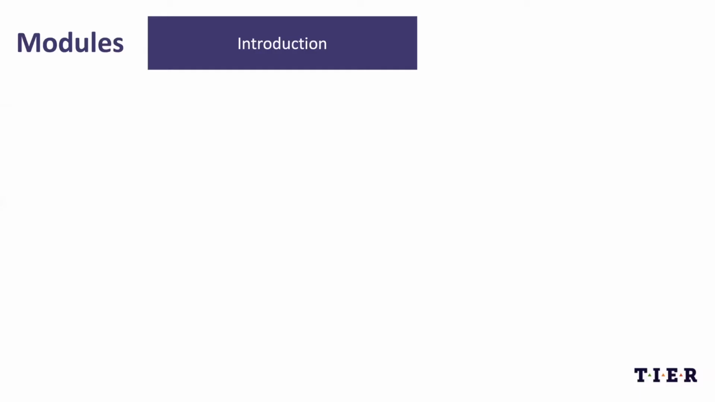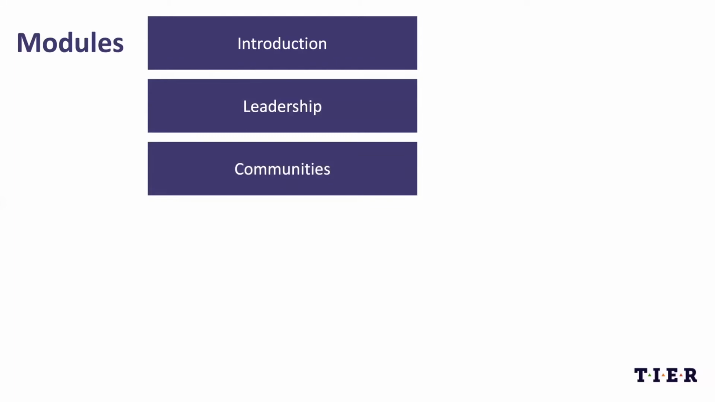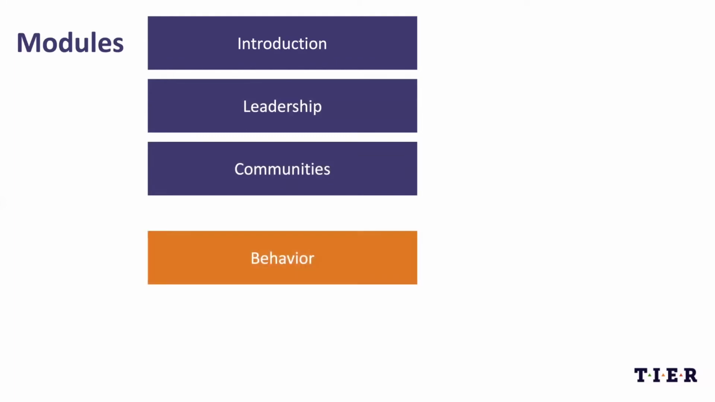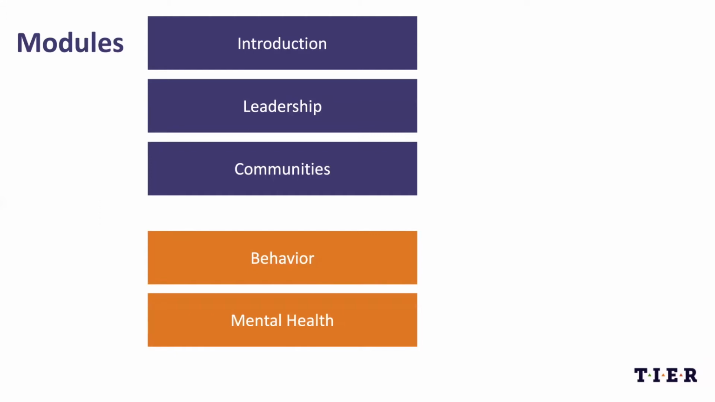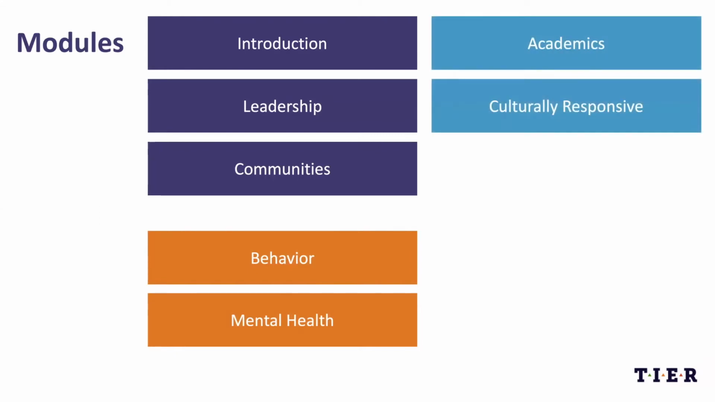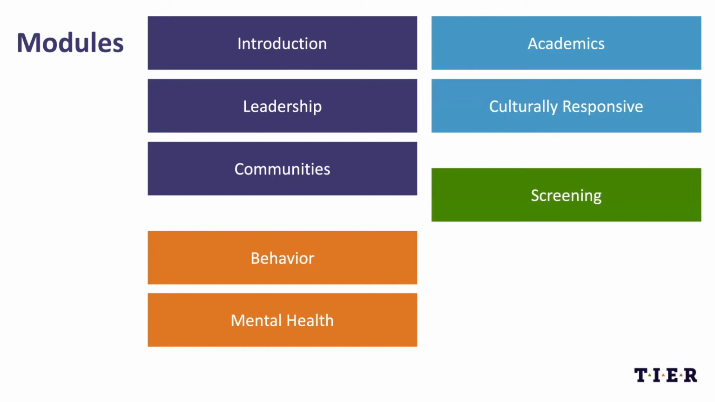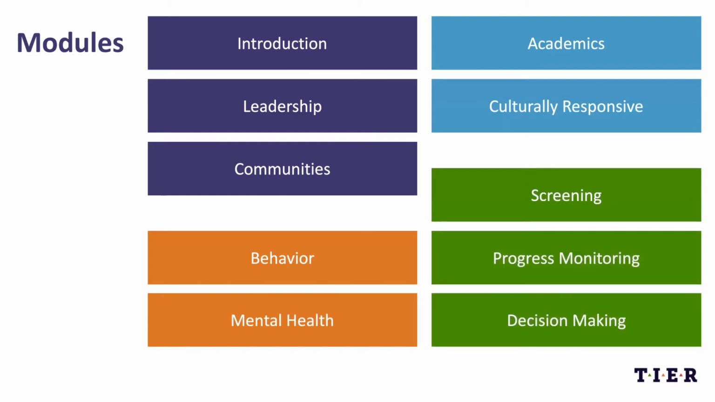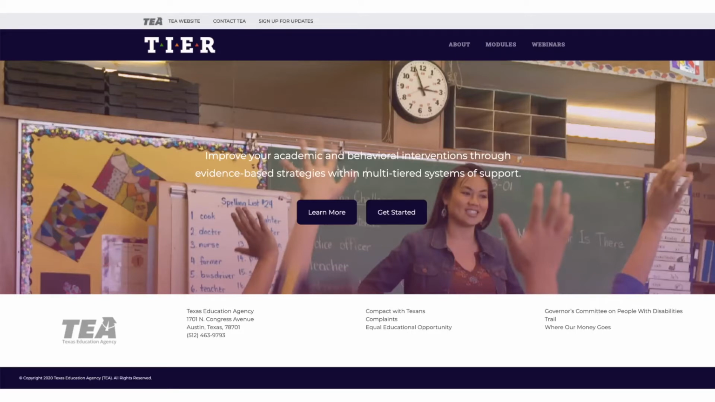Now, as you have learned, we have created with Project TIER 10 modules. The modules are Introduction, Leadership, Communities, Behavior, Mental Health, Academics, Culturally Responsive, and Screening, Progress Monitoring, and Decision Making. You can find the information about each of these 10 modules if you click on Modules toward the top of the website, and you can also click on Get Started in the middle of the website.